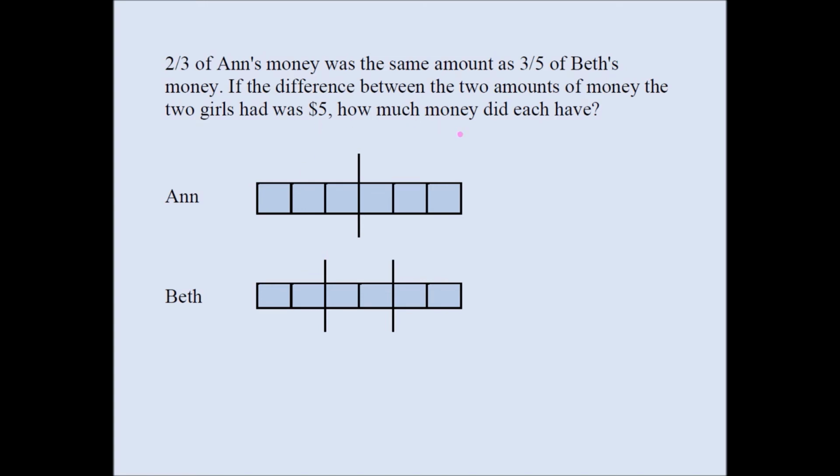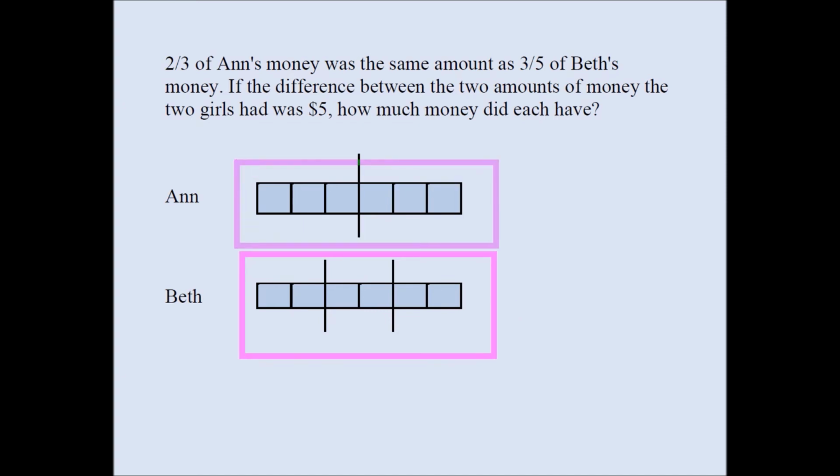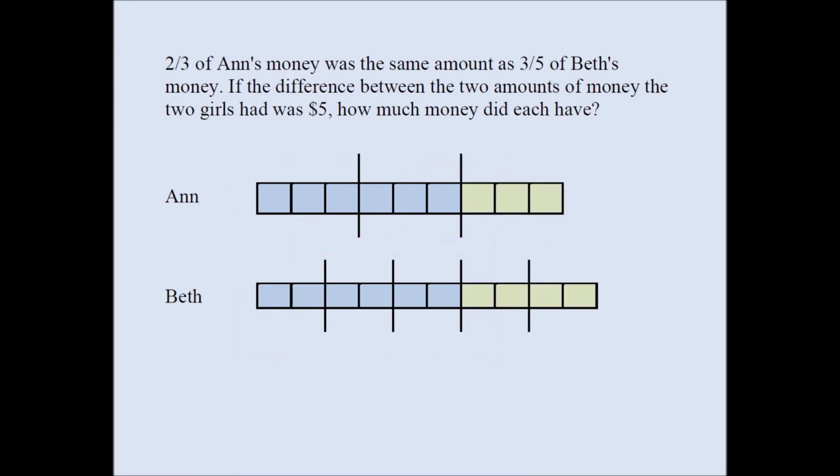I will need one more 1/3 for Anne to make her entire amount. 1/5 is here. I have 3/5 here. I will need 2 more 1/5 to complete Beth's amount. I will need 1 more 1/3 of Anne's amount to complete Anne's whole amount. That's what we're going to do next. Take a look. That's what we did.